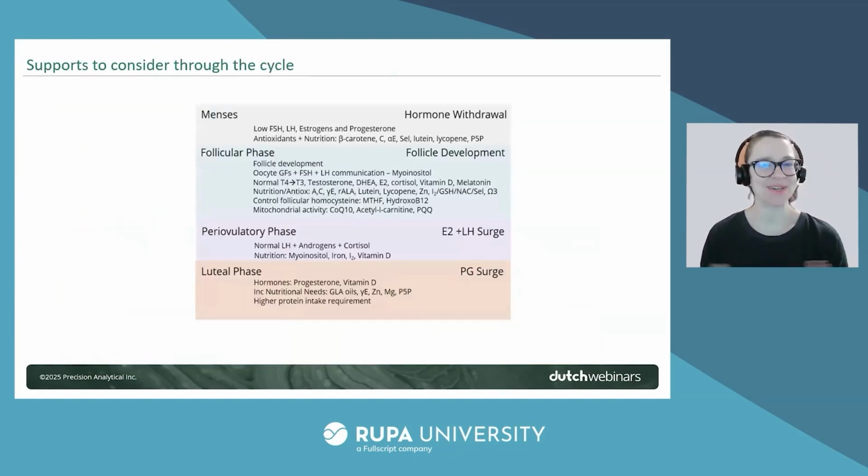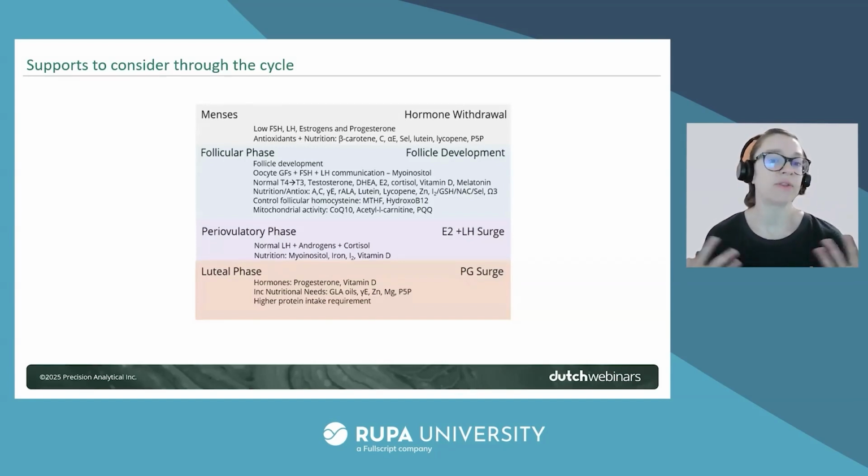All right. And then as we get close to wrapping up here, I did want to leave you with some supports that we would consider to support the different phases of the cycle. So here are some nutritional and hormonal requirements for each of those phases that help keep things running smoothly. Of note, I think, is how many of these are antioxidant and mitochondrial supports. In addition to that, we need normal hormonal activity from the adrenals. We need normal thyroid activity. We need good tissue conversion of T4 to T3. We need those fat-soluble vitamins. We need minerals like zinc, magnesium, selenium, and iodine.